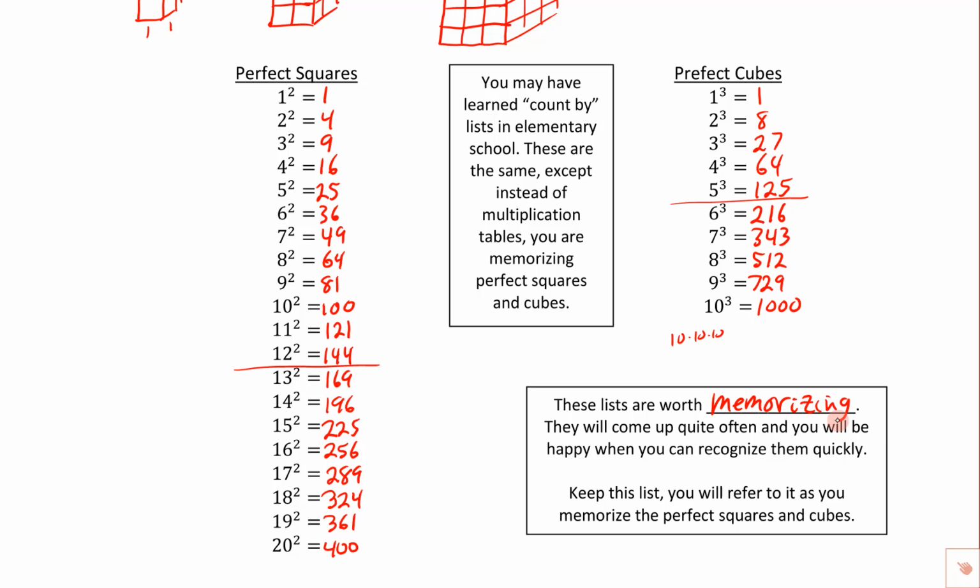Just like if you have your times tables memorized and somebody says, hey, what's 8 times 7? And you can just rattle off that it's 56. You don't need to think about it for very long. You can just come up with that answer really quickly. I do want you to keep this list right here because we're going to refer to these lists, and it's going to help you memorize these perfect cubes and perfect squares.